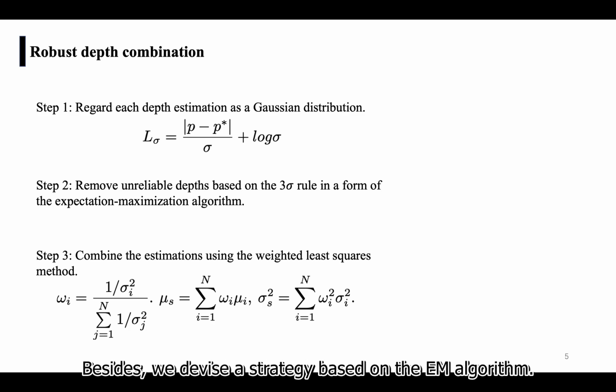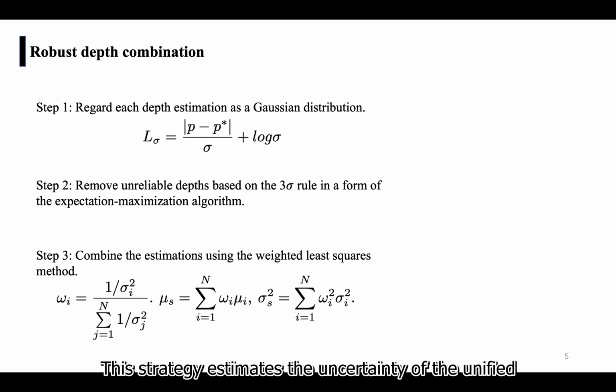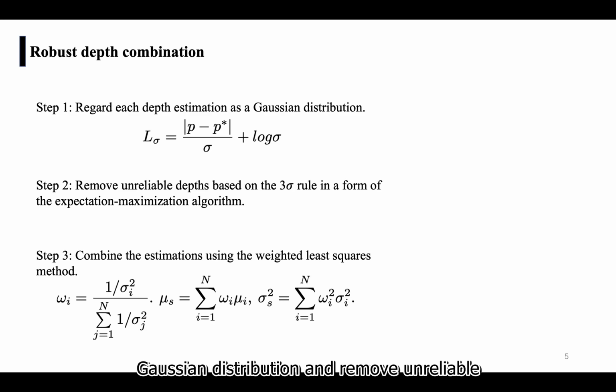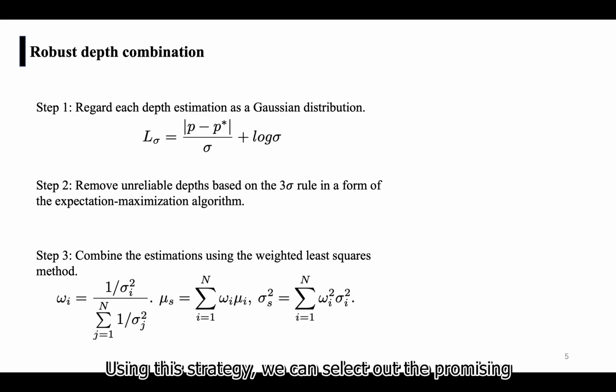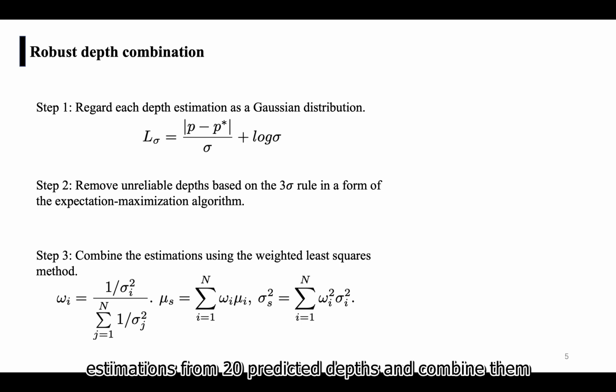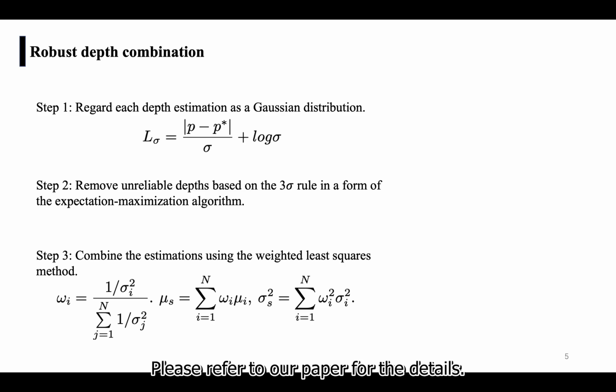Besides, we devise a strategy based on the EM algorithm. This strategy estimates the uncertainty of the unified Gaussian distribution and removes unreliable estimates iteratively. Using this strategy, we can select out the most promising estimation from 20 predicted depths and combine them into a single depth value. Please refer to our paper for the details.